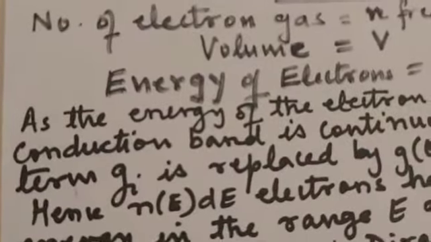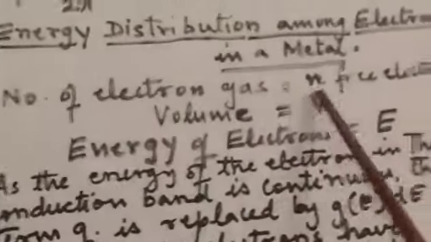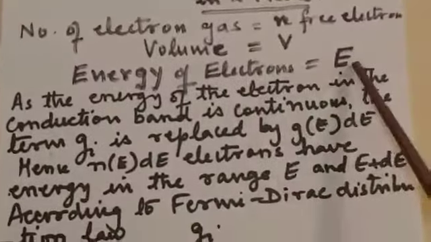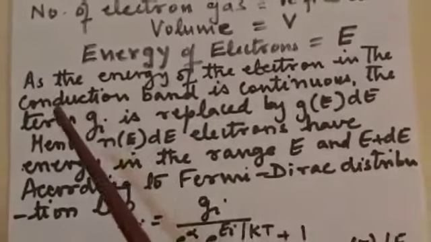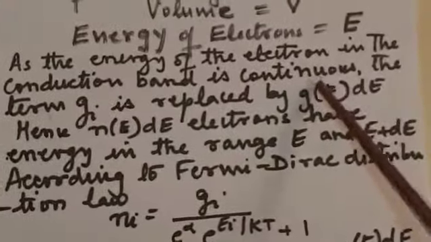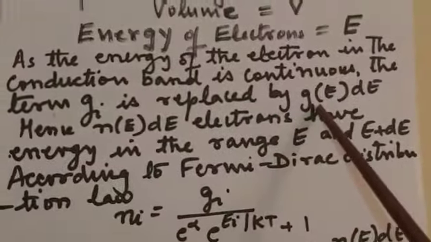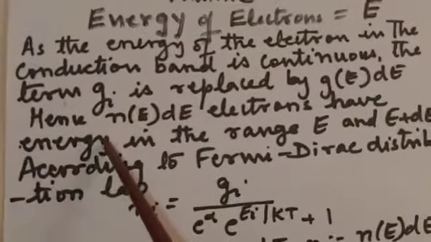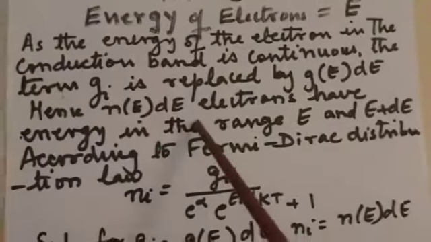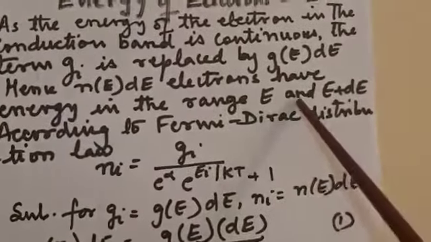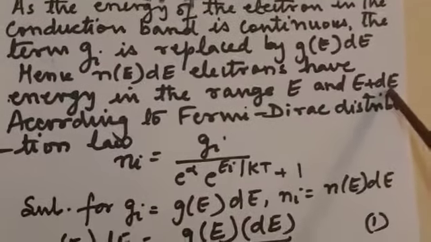So we have an electron gas, n free electrons, volume V, energy E. Now the energy of the electrons in the conduction band is continuous, so the term Gi we replace by G function of E dE. Hence n function of E dE gives the electrons having energy in the range E and E plus dE.